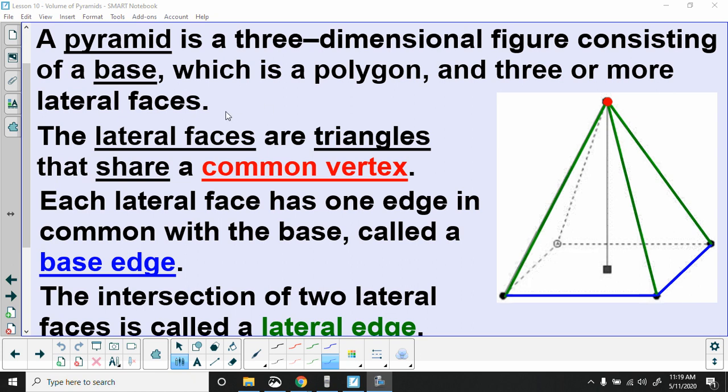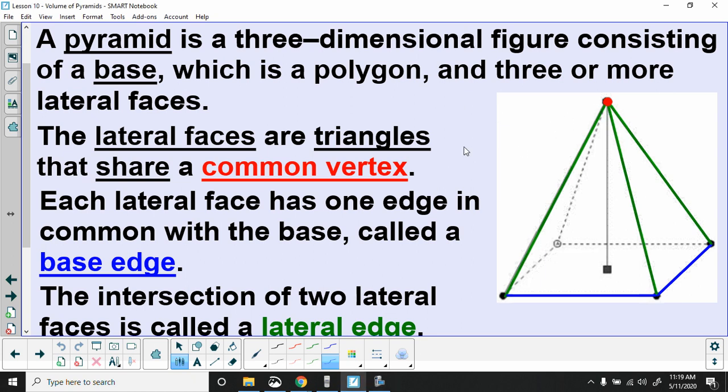Guys, we're going to talk about pyramids. A pyramid is a three-dimensional figure consisting of a base, which is a polygon, kind of like a cone, only not a circle but a polygon, and three or more lateral faces. The lateral faces are triangles that share a common vertex.